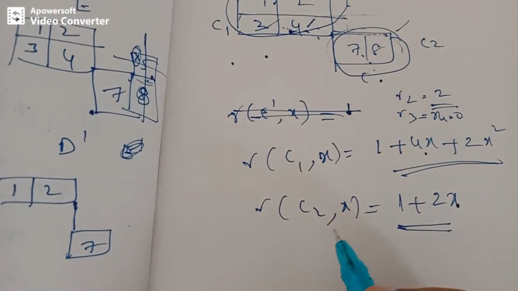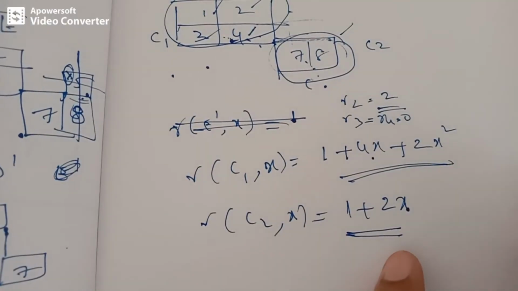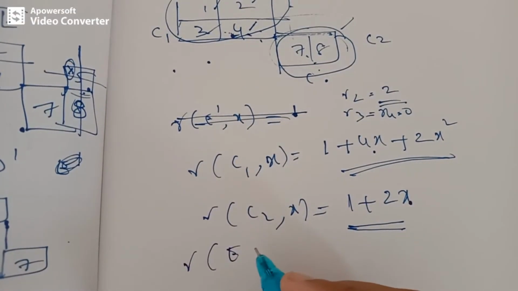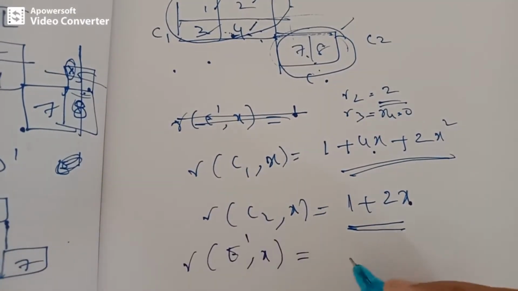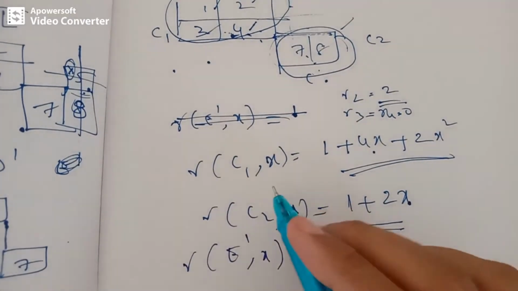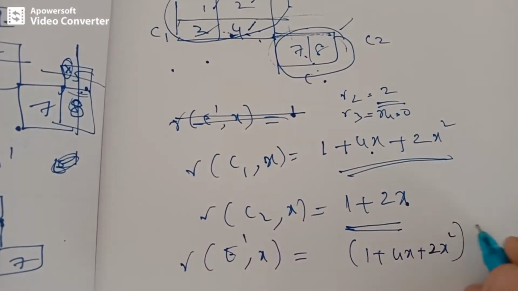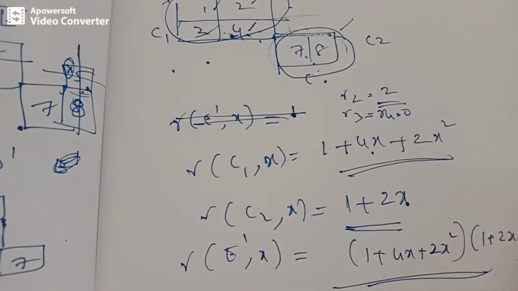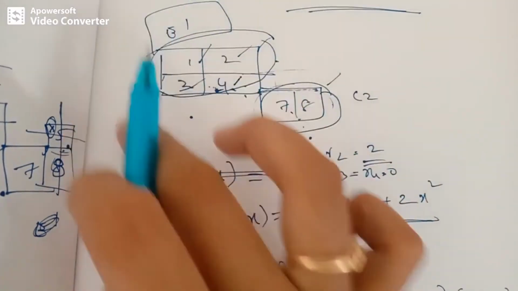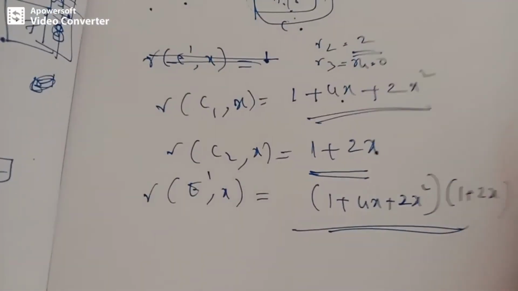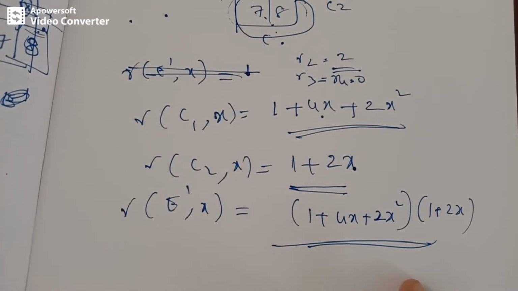Okay, by applying the product rule, R of E dash comma x is nothing but the product of R of C1 comma x into R of C2 comma x. So it will be 1 plus 4x plus 2x square into 1 plus 2x. So this is the Rook polynomial for the entire chessboard E dash. So we have applied the product formula here and obtained this.